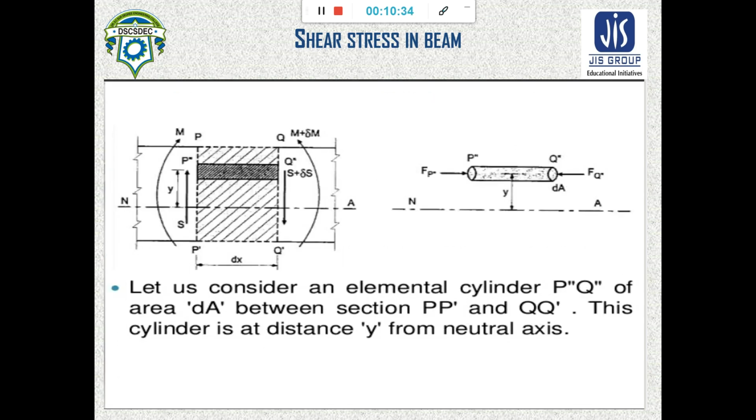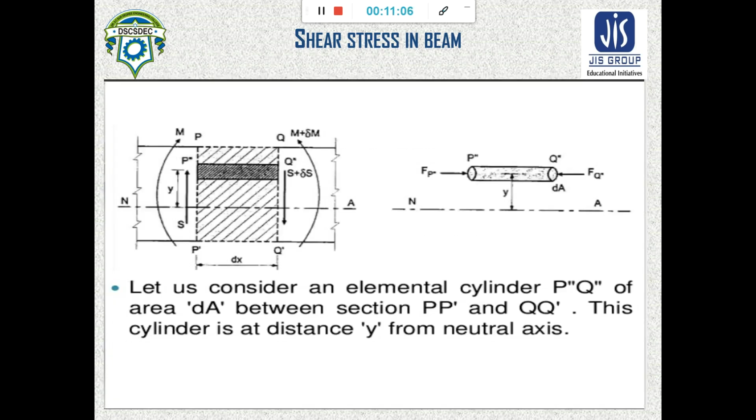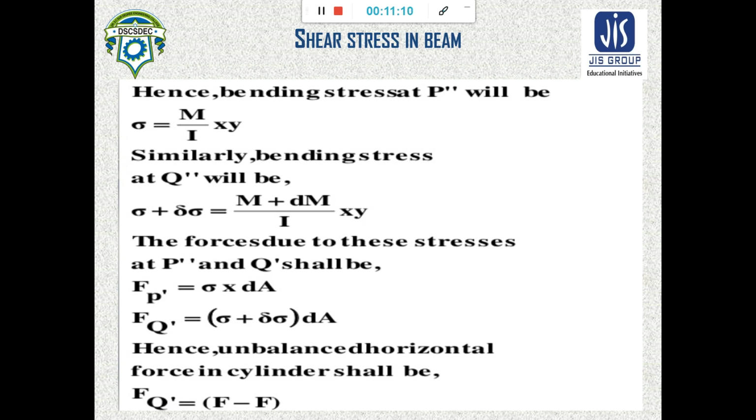If we consider a small element, P dash, P double dash, Q double dash, with area dA, between the sections PP and QQ, this element is at a distance y from the neutral axis. We know the bending stress at P double dash, from the bending equation, is sigma equal to M by I into y. Similarly, the bending stress at Q double dash will be sigma plus del sigma, that is M plus dM by I into y. So forces due to this resistance shall be equal.